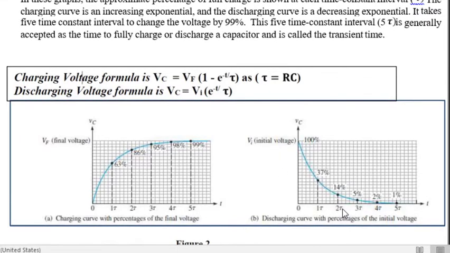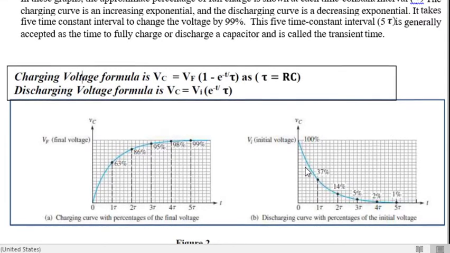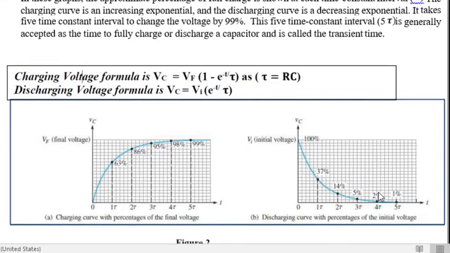And after three time constants the voltage will be 5% across the capacitor, and after four time constants the voltage across the capacitor will be 2%, and after five time constants the voltage will be 1%. We can use this formula to prove this graph.